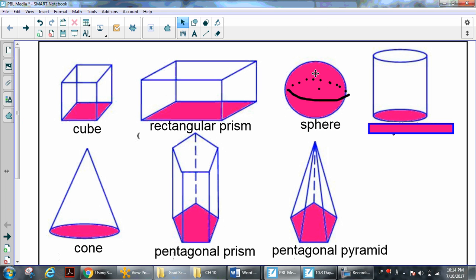Here we have a sphere, like a 3D ball, 3D circle, and if both of our bases are circles, this we call a cylinder. So take a minute and make sure that all of those names are copied down in your notes. Super important when we're naming prisms and pyramids that we name it by the shape of its base.